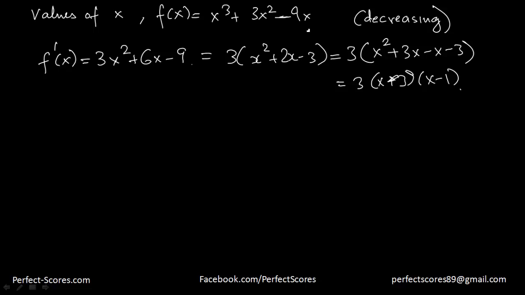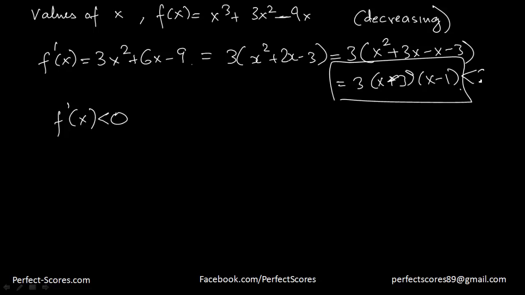Now I want to find for what values this is a decreasing function. So for a function to be decreasing, f dash of x has to be less than 0, which means this value over here will have to be less than 0. So 3 into x plus 3 into x minus 1 will have to be less than 0. Now how do I find those values?